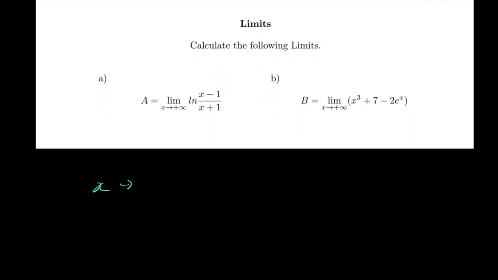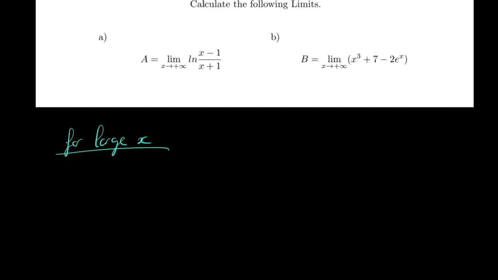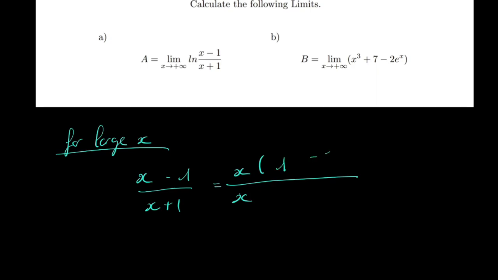Perfect. Let's start with the first one. When x tends to plus infinity, let's say for large x. I've got an x, but I know it's large. We are not going to the infinity, I know it's large. x minus 1 over x plus 1 is also equal to, in this kind of case, when we want to go to the infinity, we factorize by the strongest element, x times 1 minus 1 over x, over x times 1 plus 1 over x.